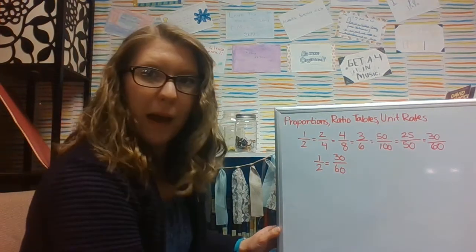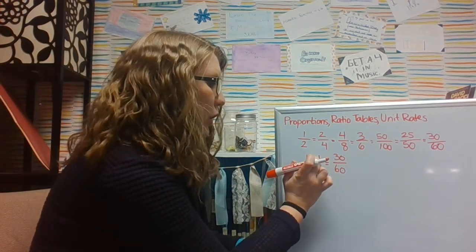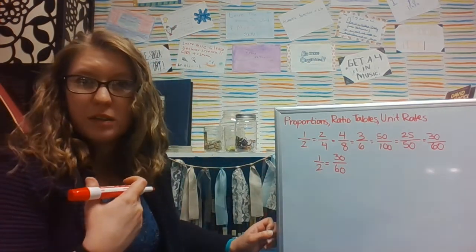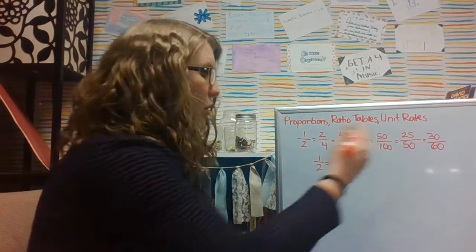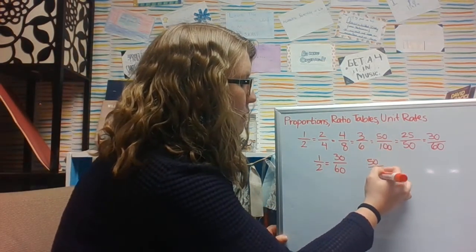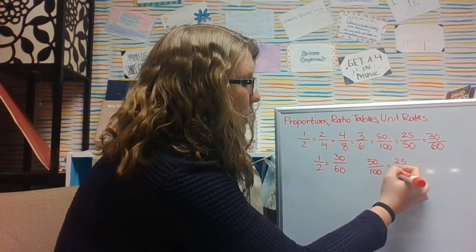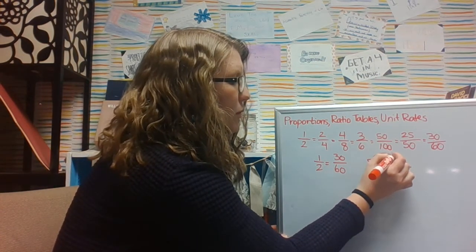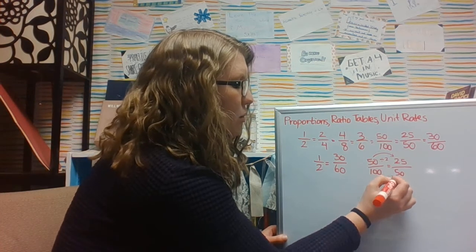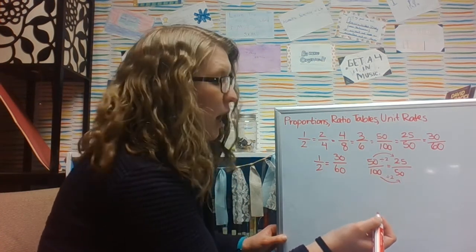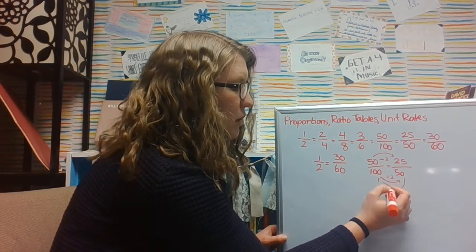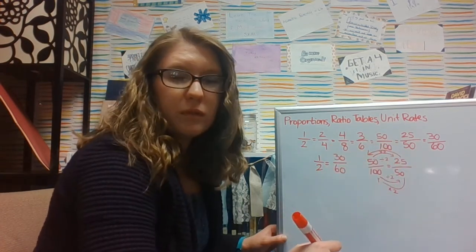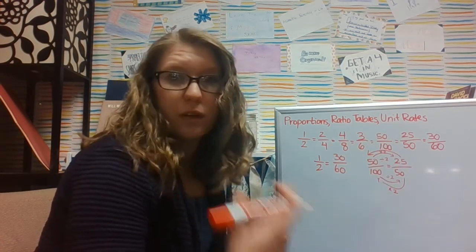What I would want to think about is what am I multiplying by to go from this number to this number. The only way that I can convert to make equal fractions is by dividing or multiplying. So for instance, if I had 50/100 equals 25/50, what I'm doing is I'm dividing by 2 to go from 50 to 25, and then I divide by 2 to go from 100 to 50. I could also look at that as 50 to 100 is multiplying by 2, and 25 to 50 is multiplying by 2.